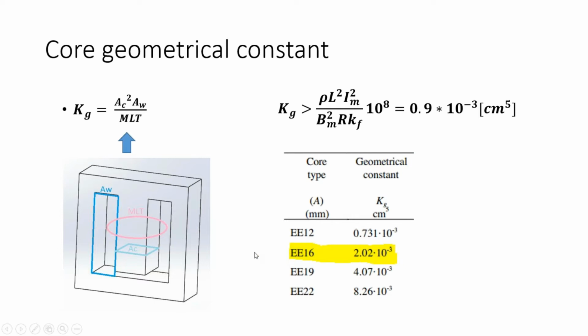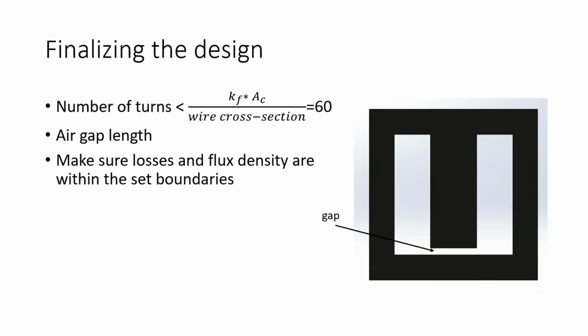So now that we have a core selected, we can move to selecting other features like the number of turns, air gap length. For the selected core shape and wire cross-section area and the fill factor, it turns out that the maximum number of turns we can put in this core is 60. So if you decide to do your first iteration of your design with 60 turns in the coil, then you can move to selecting an air gap, and for this first iteration you can then check if the losses and the flux density are within the set boundaries.